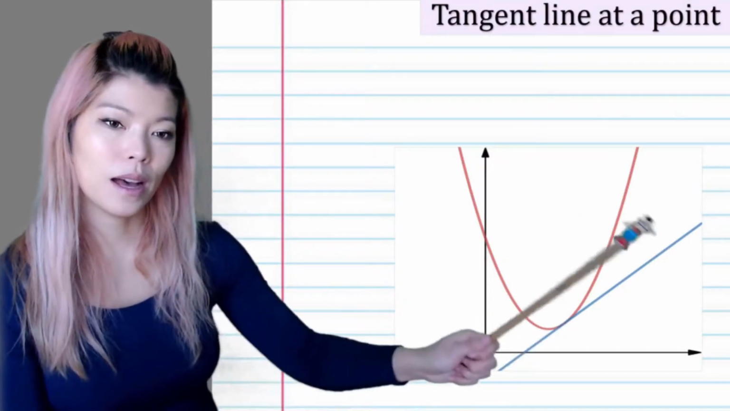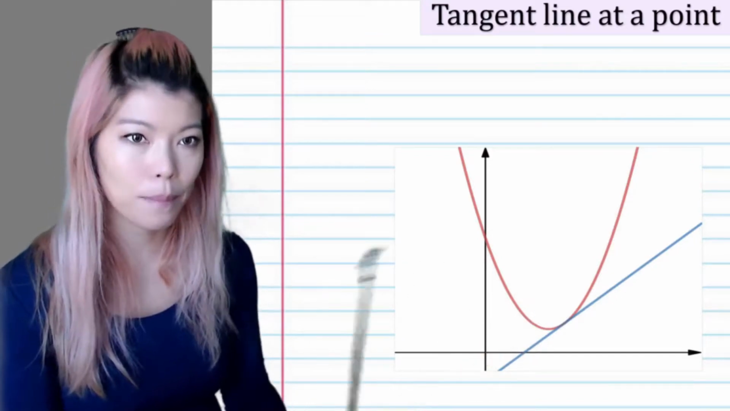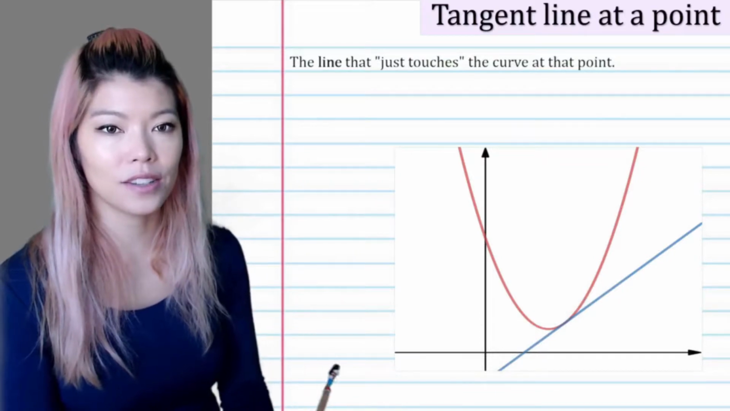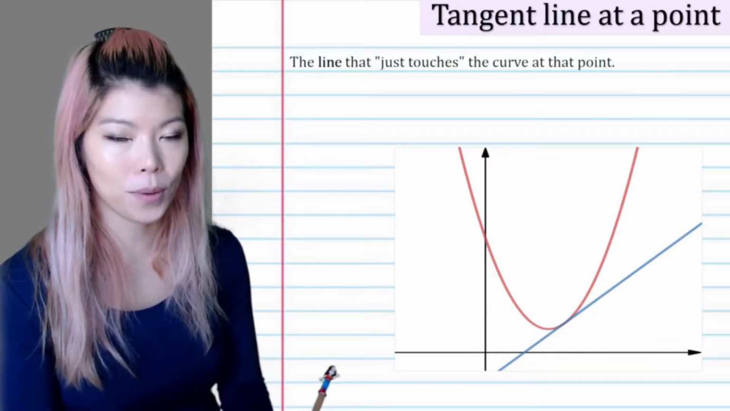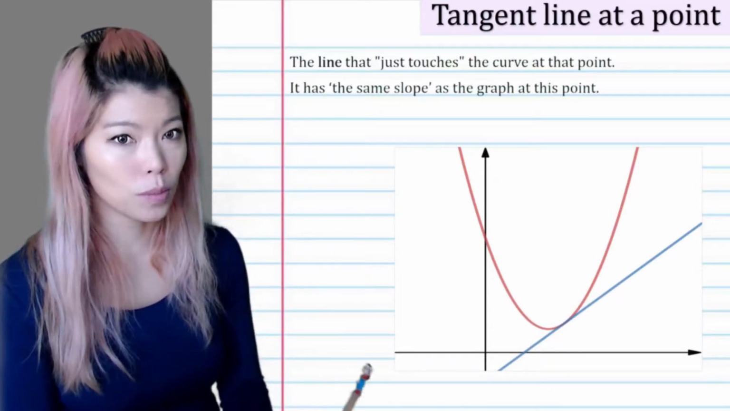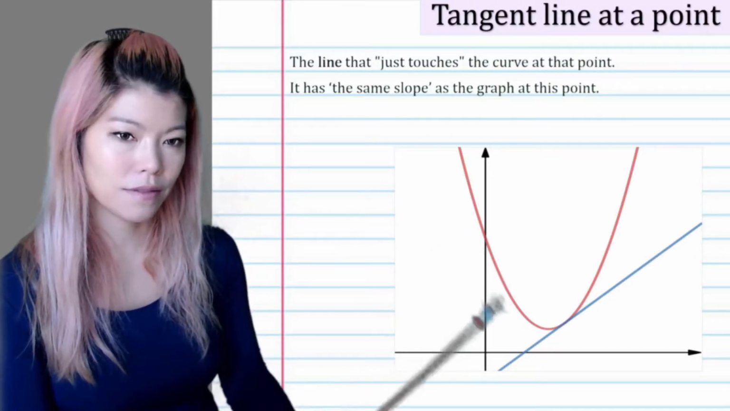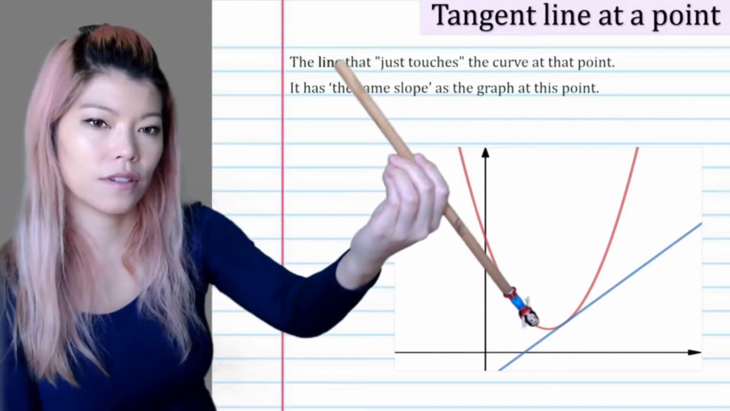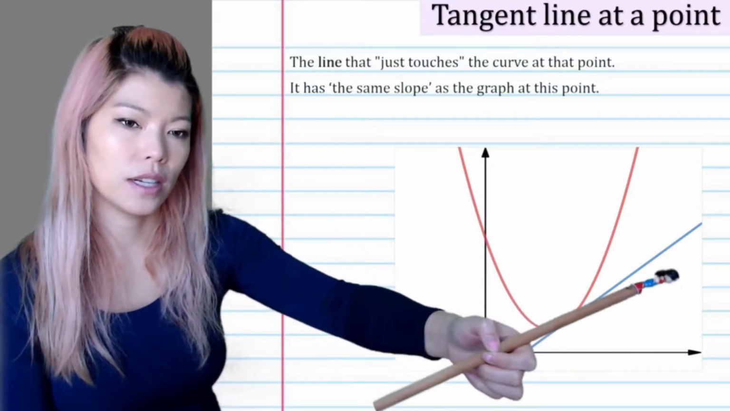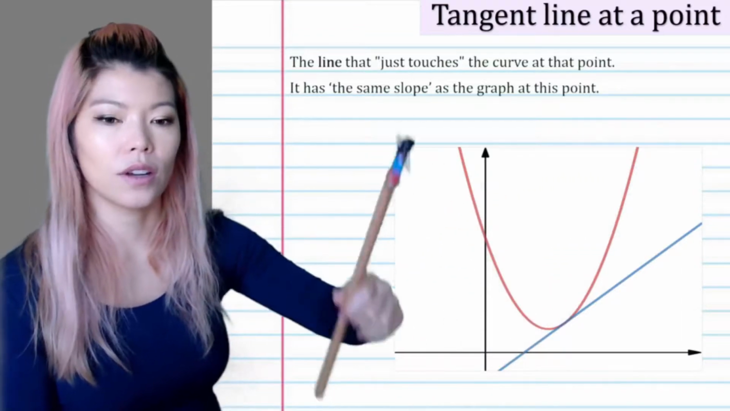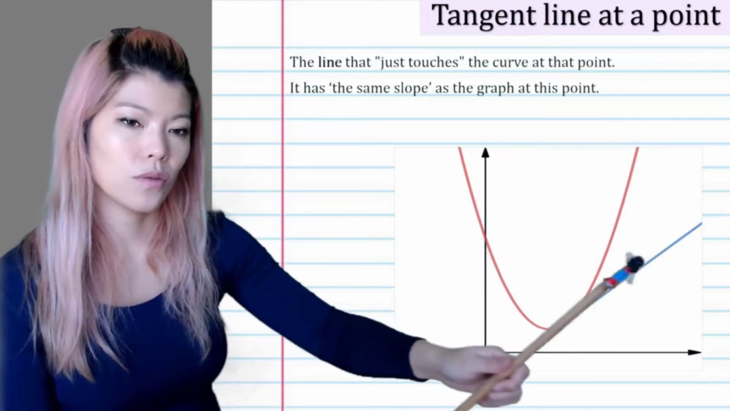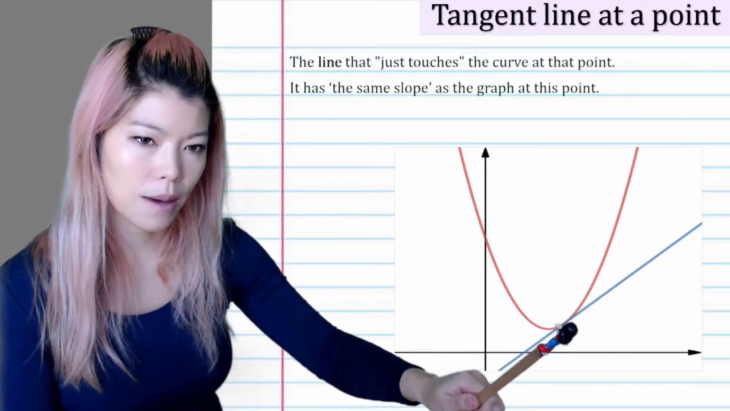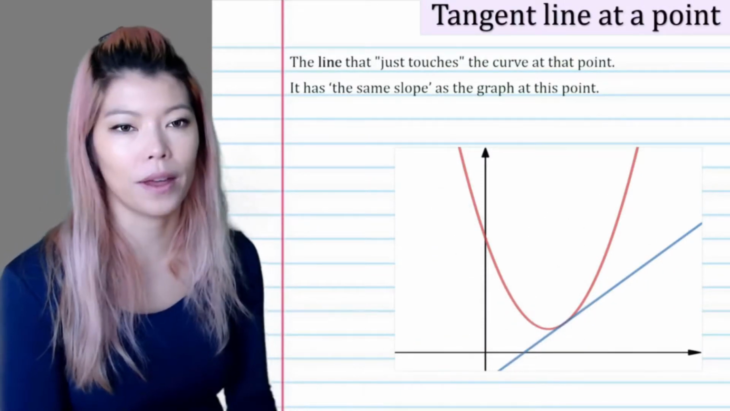So here we have a parabola. The blue line is a tangent at that point, and this tangent is described as the line that just touches the curve at that point, and it has the same slope or the same gradient as the graph at that point. We can see that the parabola has negative gradient, and then 0, and then slightly positive, very positive. So the gradient changes. When we draw a tangent, this tangent has the same gradient as exactly that point, not the whole graph, just that point there.